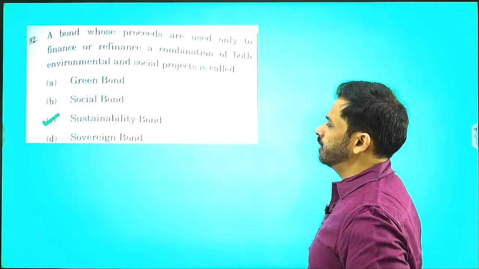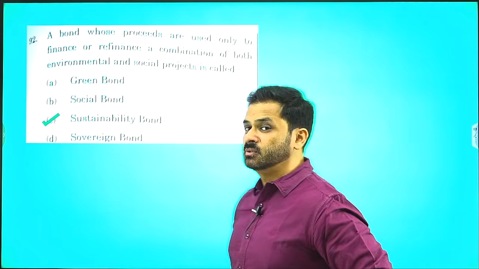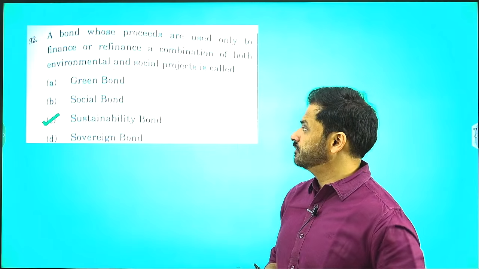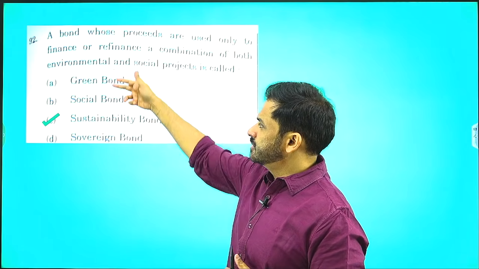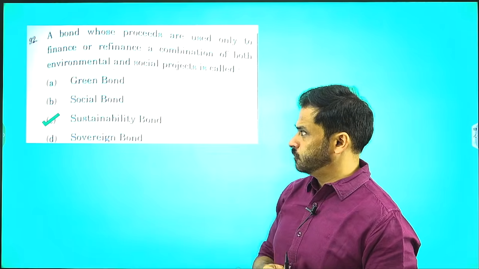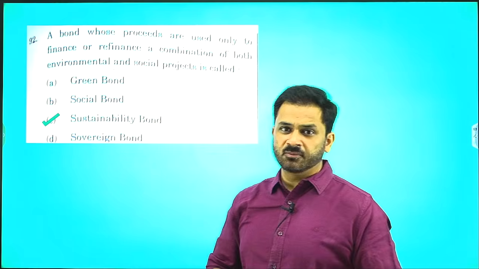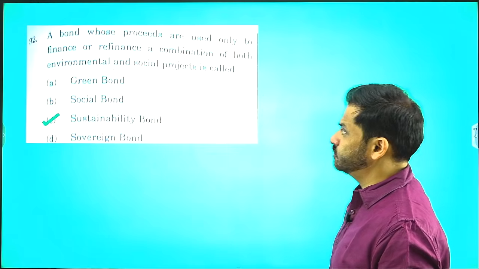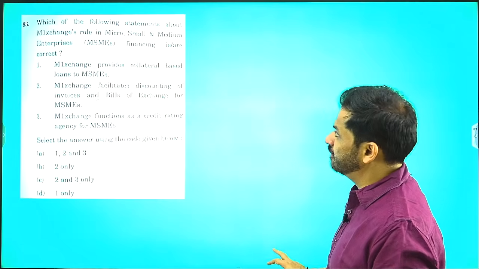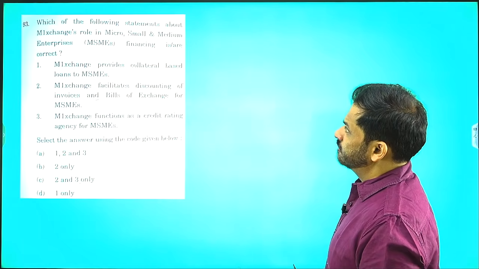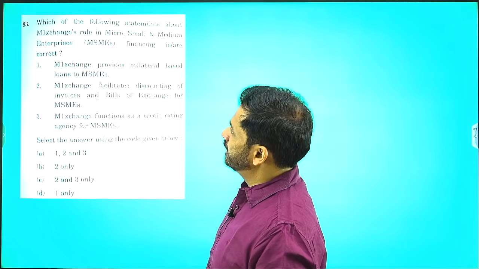Sovereign bond, we already know that is issued only by the national government in order to generate the finances. But with respect to these bonds, they can be floated by any level of government. Even the local government authorities can issue those bonds, but not the sovereign bond, which is issued only by the national government. Next is, which of the following statements regarding the M1 exchange?